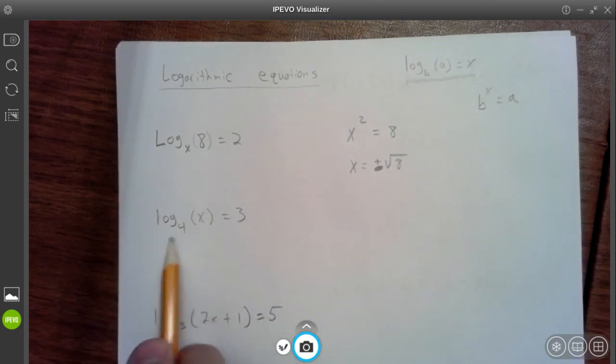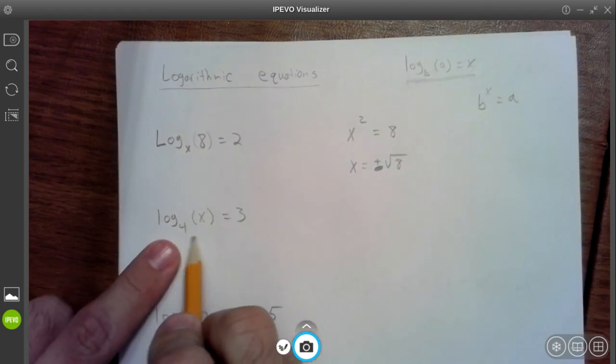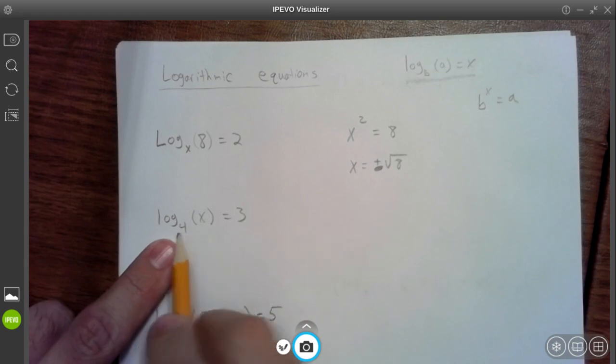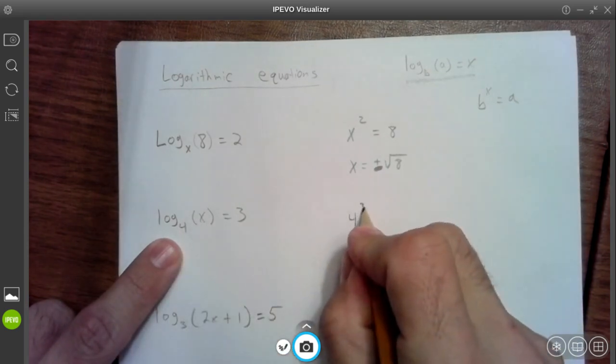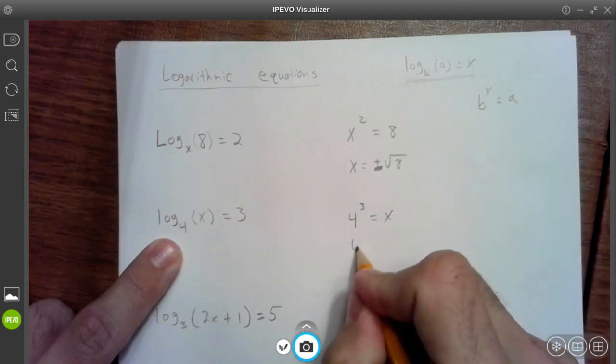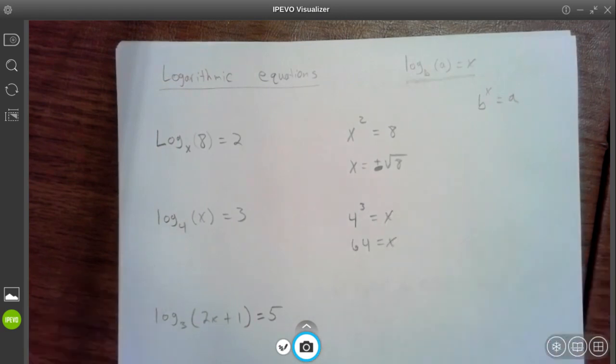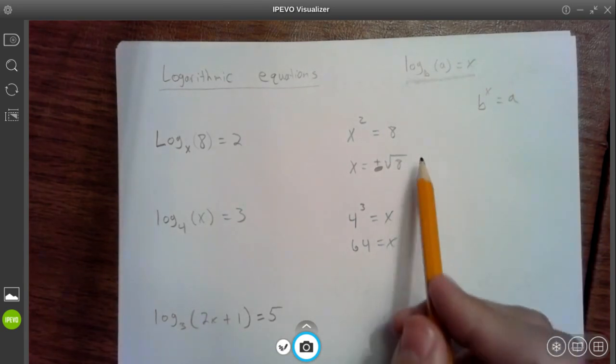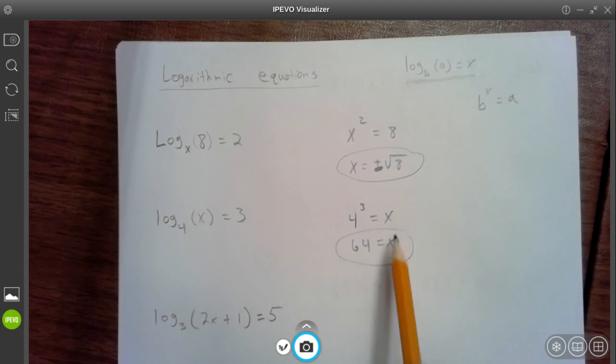I'll go ahead and apply that same rule here, and then I'll go back and show you the other way to think about these. So if I rewrite it in exponential form, it's going to be 4 to the third power is equal to x, and so this is just 64 is equal to x. There you go. Not much work required. All right, got those two solved.